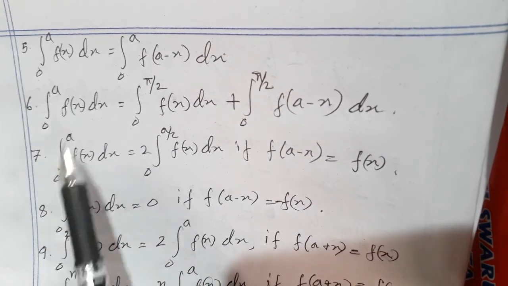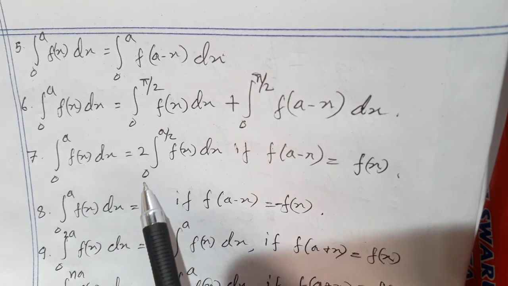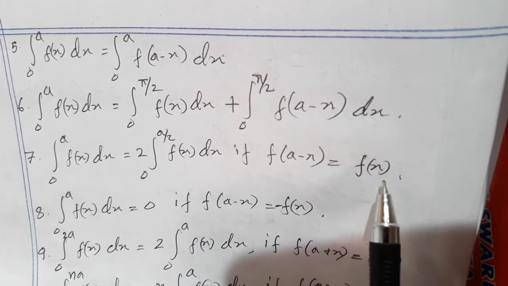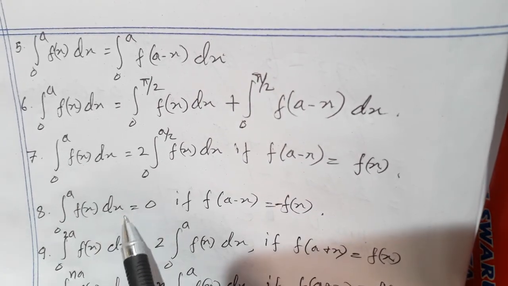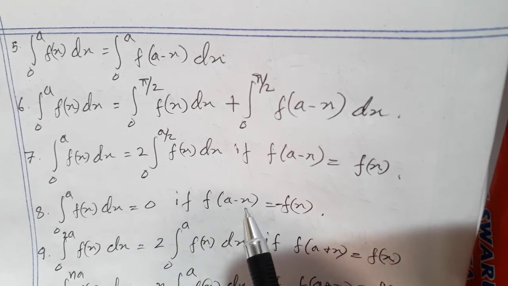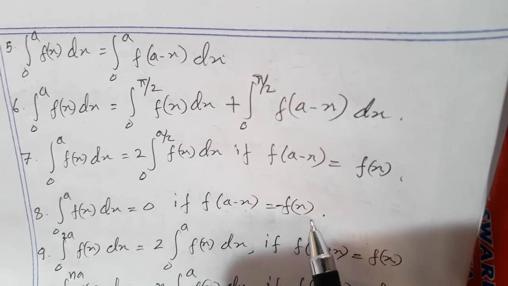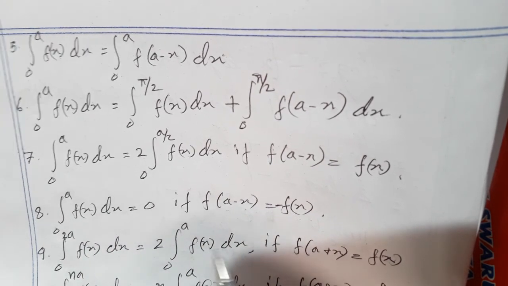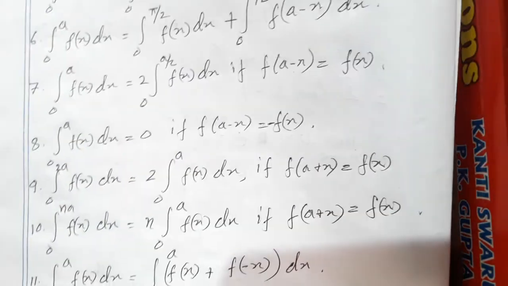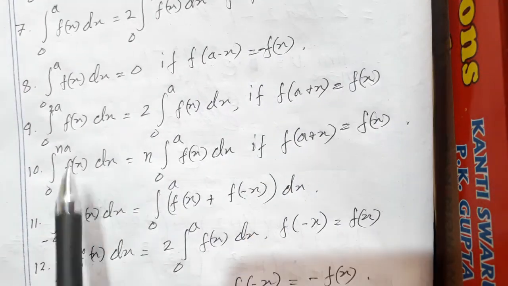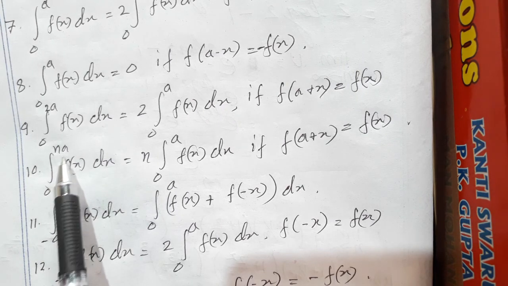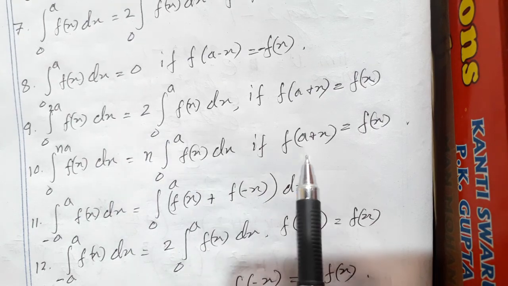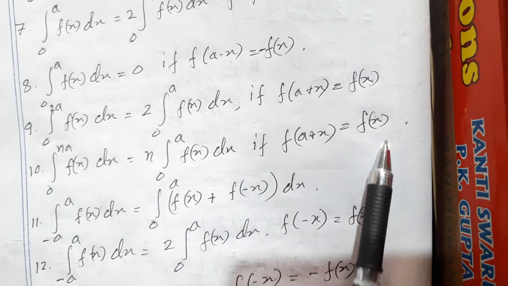Now the integral from 0 to a of f(x) dx is equal to twice the integral from 0 to a by 2 of f(x) dx if f(a minus x) is equal to f(x). The integral from 0 to a of f(x) dx is equal to 0 if f(a minus x) equals minus f(x). The integral from 0 to 2a of f(x) dx is equal to 2 times the integral from 0 to a of f(x) dx if f(a plus x) equals f(x). The integral from 0 to na of f(x) dx is equal to n times the integral from 0 to a of f(x) dx if f(a plus x) equals f(x).